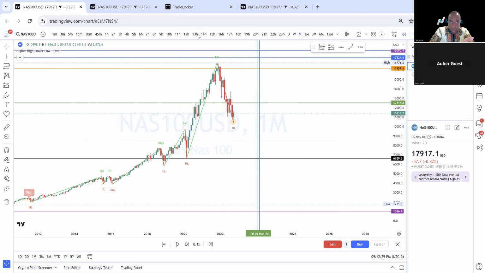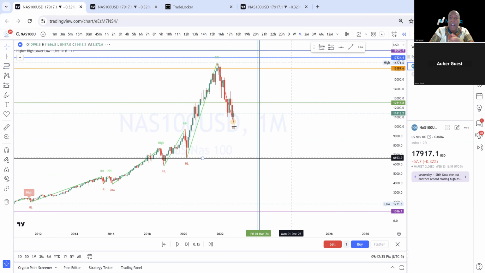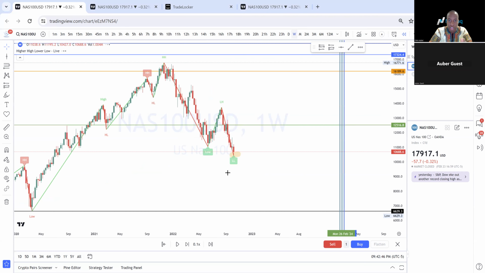So although it was a lower high, lower low on my weekly time frame right here, it was only a higher low on my biggest time frame. So this market is still in trend. Okay. And look exactly at what it did. Let me just go down to the weekly real quick and show you.